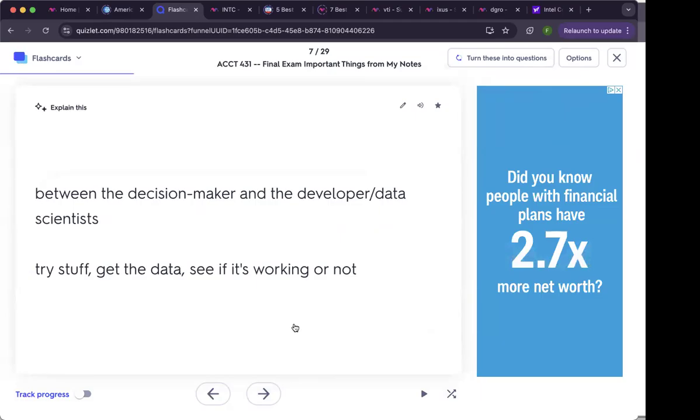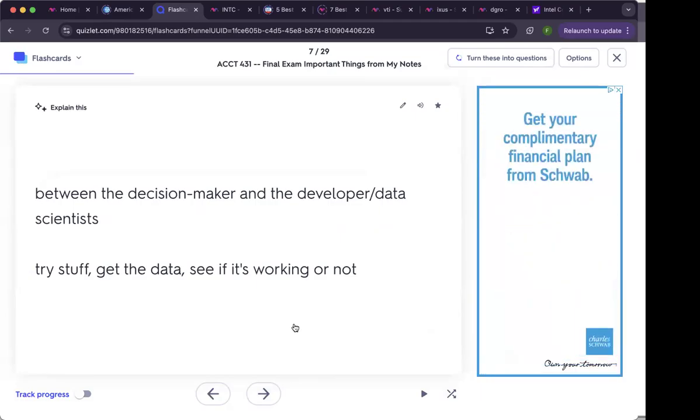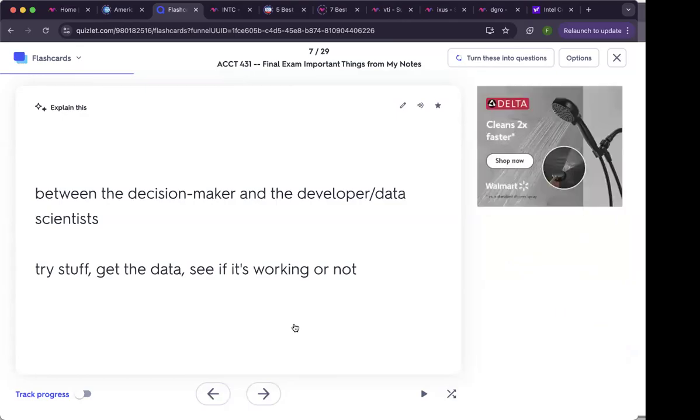They sit between the decision maker and the data scientists and the developers. The data scientists collect the data and run it and everything. The decision maker is the person that actually makes the decision, like the CEO. But management accountants are the ones that take that data and have it tell a story and make sense to someone that's less technical, like the CEO.